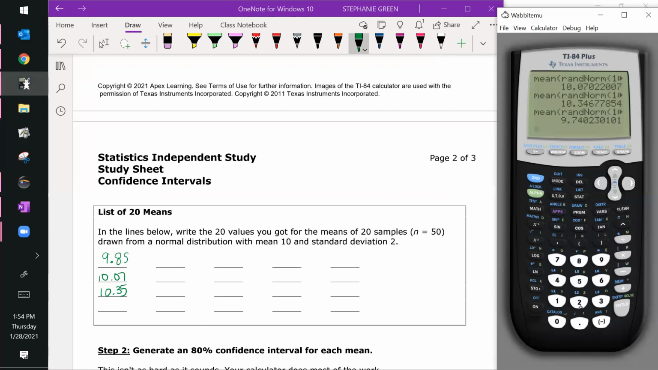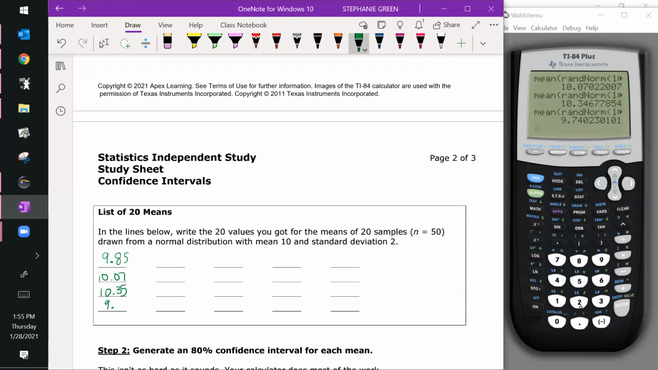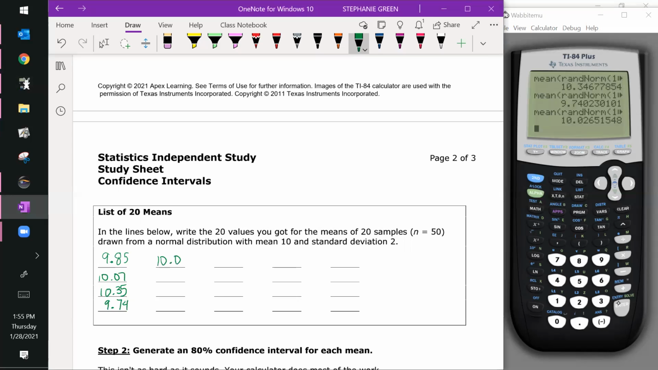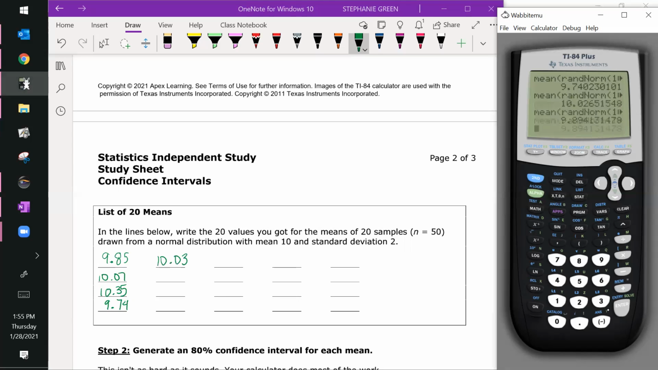And again, you wouldn't have to do this whole process on an AP exam. This is just to help you understand what we're really doing when we do a confidence interval. So hopefully it makes a little more sense. So I'm going to pause the video and fill this in so you don't have to watch me do it 100 times here, or 20 times really.